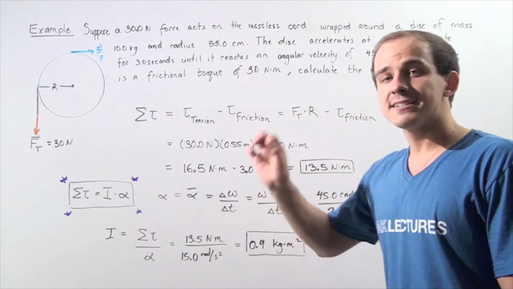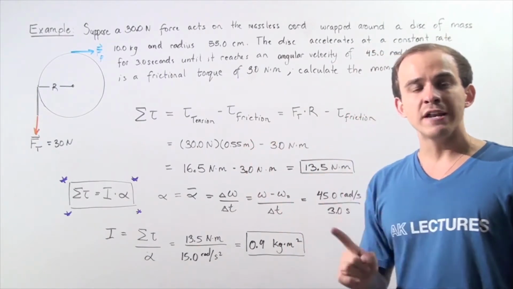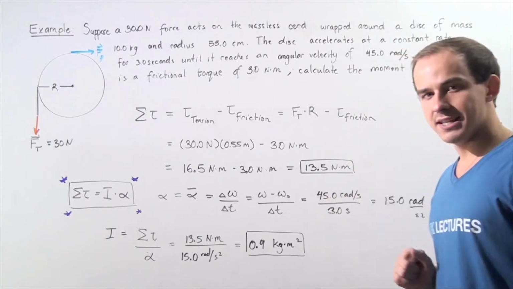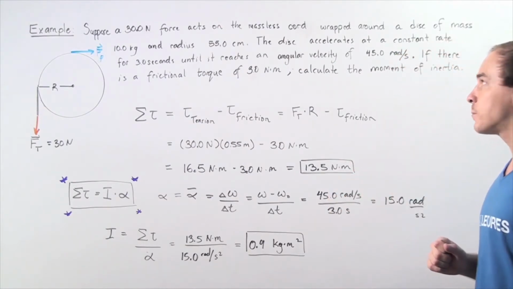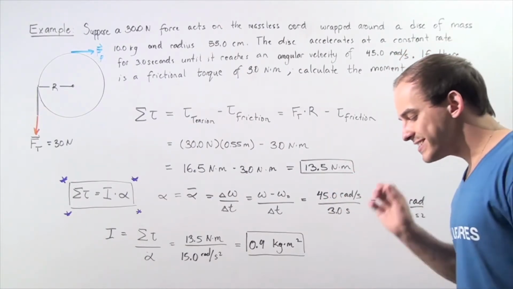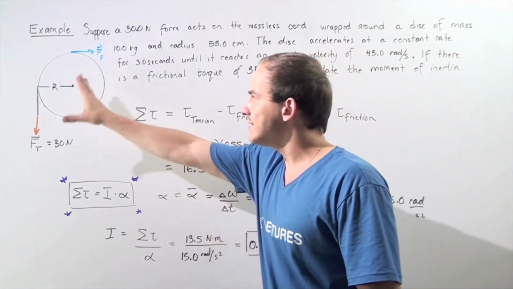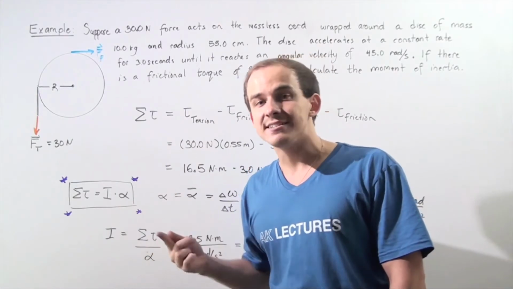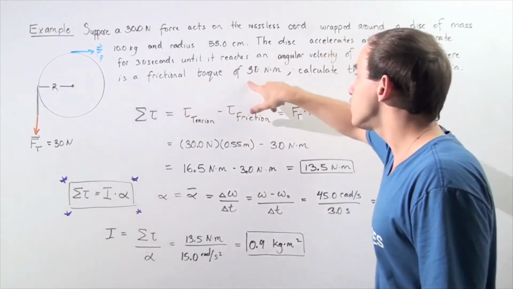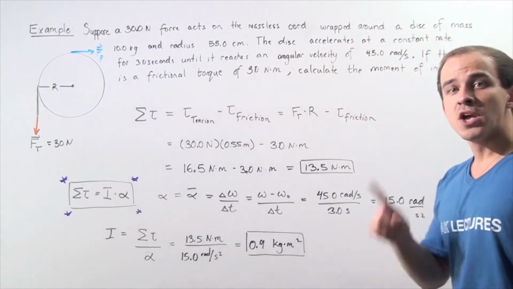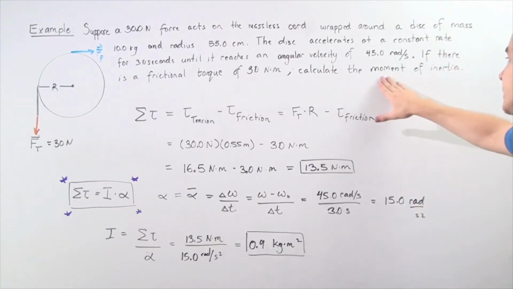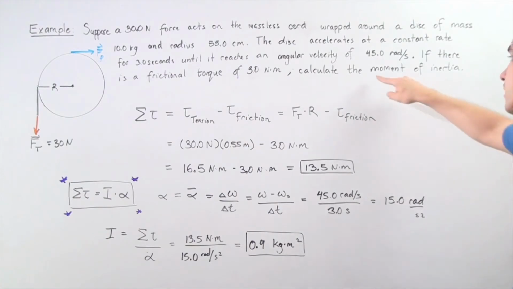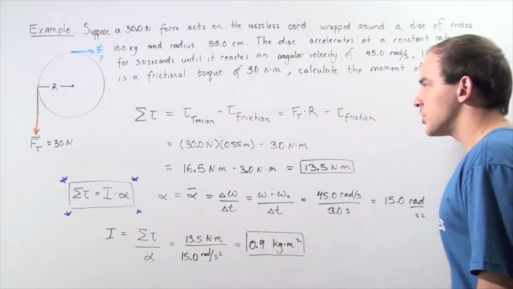Now, our disc accelerates at a constant rate for 3 seconds until it reaches an angular velocity of 45 radians per second. Now, if there exists a frictional force inside our disc that opposes our rotation and creates a frictional torque of 3 newtons times meter, we want to calculate what the moment of inertia of our rotating object is. So we want to calculate the rotational inertia.